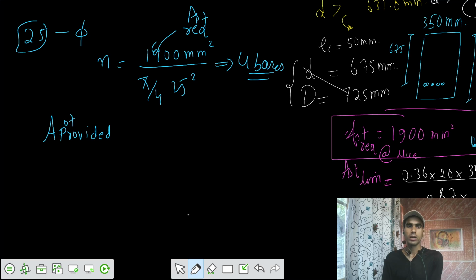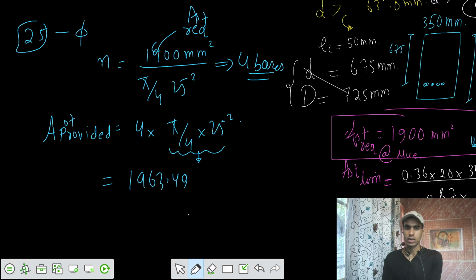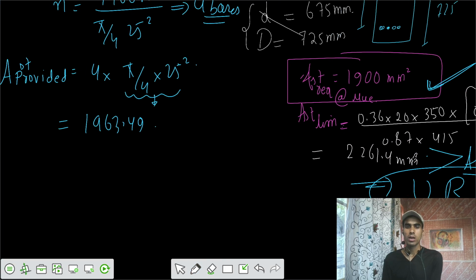Now, AST provided is equal to 4 times pi by 4 times 25 square. So we are providing 4 bars of diameter 25, and that is equal to 1963.49. And that should also be less than AST limiting, because finally you are providing some value, not the required value, because of the diameter limitation. This should be less than AST limiting.